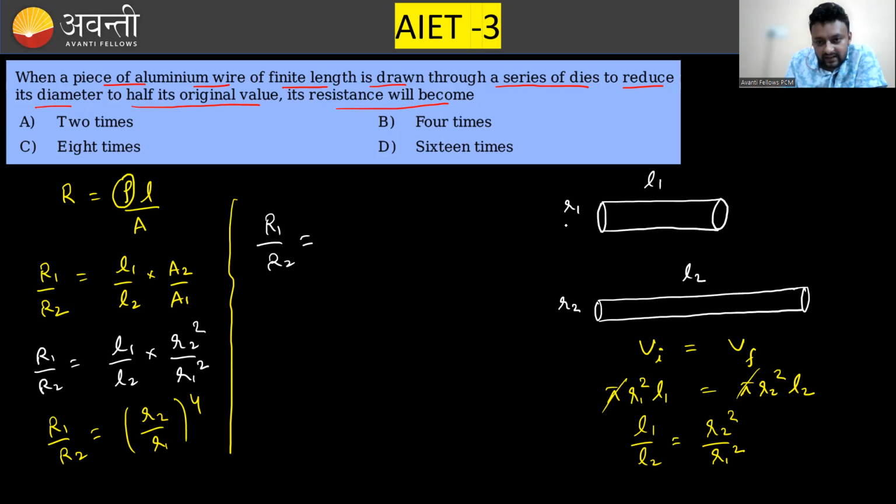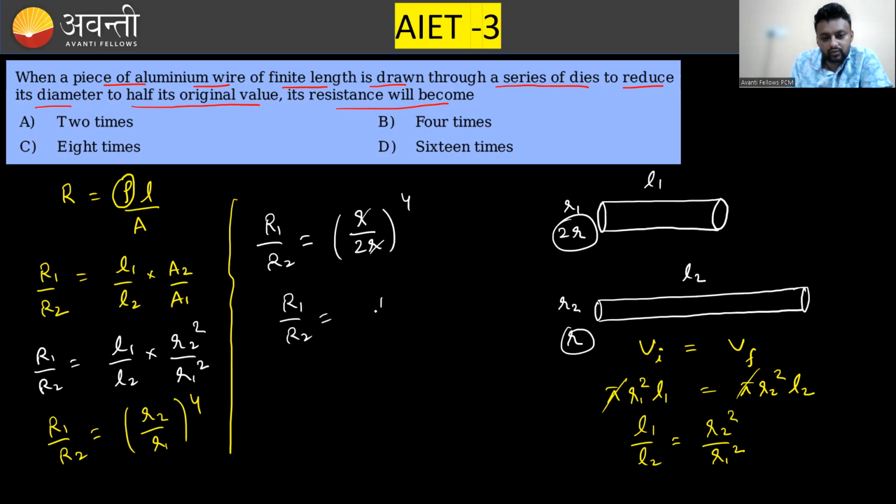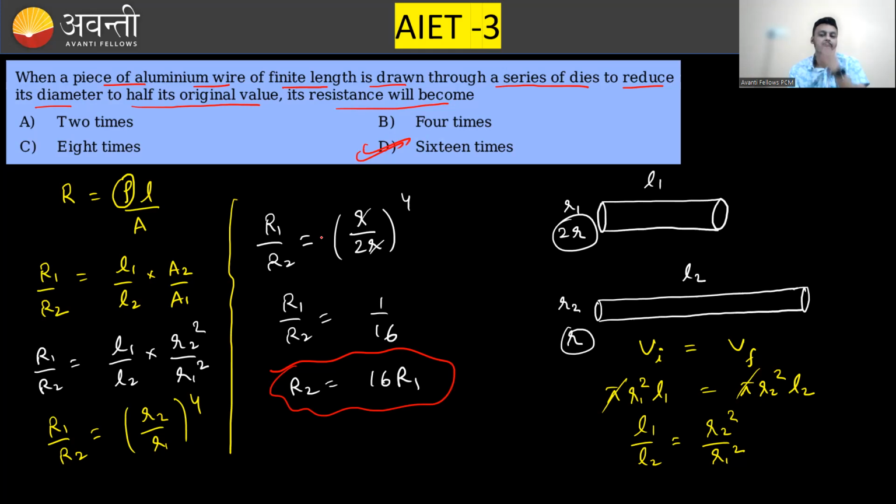Now coming back. Let's suppose initial diameter is 2r, then final will be r. It's reduced to half. So if I put the values, R1 by R2 is r divided by 2r whole power 4. That is 2 raised to power 4, which is 16. That is R1 by R2 is equal to 1 by 16, or R2 is equal to 16 R1, which is option D. Our correct option is D. I hope it is also clear. Should I move further?